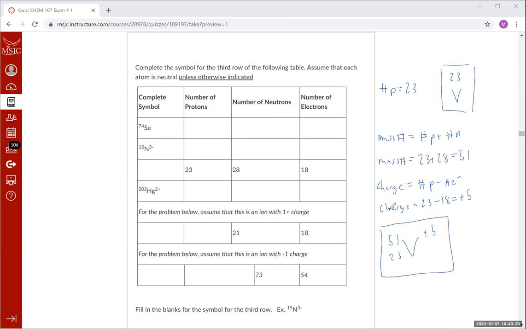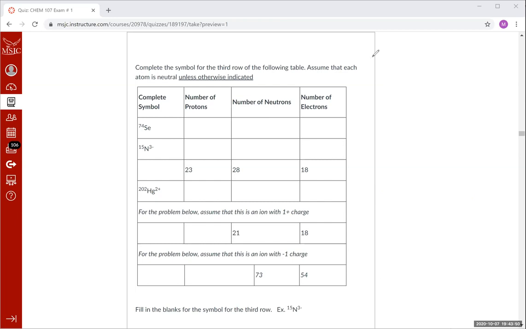Professor, when they are ions, should we put the charge on it for the symbol? Should we put V5 plus or just V? V5 plus. Okay. Or plus 5. Either is fine. Either one.